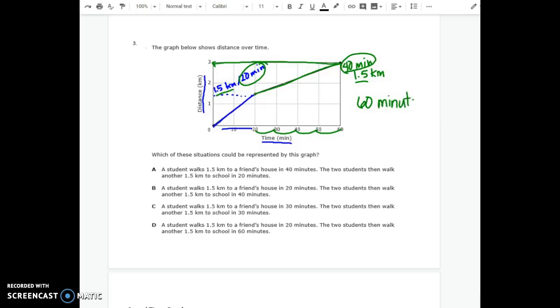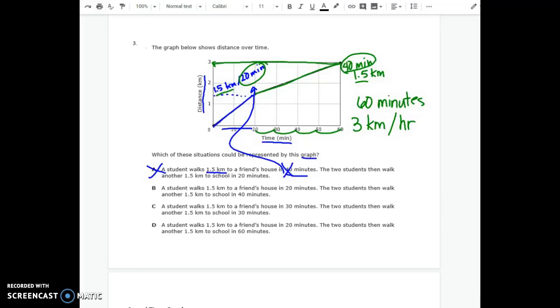So now let's look at the question. Total distance traveled was 3 kilometers. Which of these situations could be represented by this graph? A, a student walks up 1.5 kilometers to a friend's house in 40 minutes. Well, nope. The first leg of that trip was not 40 minutes, it was 20 minutes. So we can get rid of that question and answer right now.